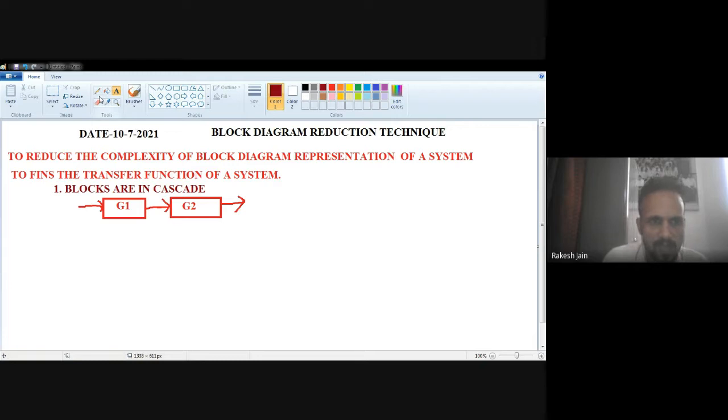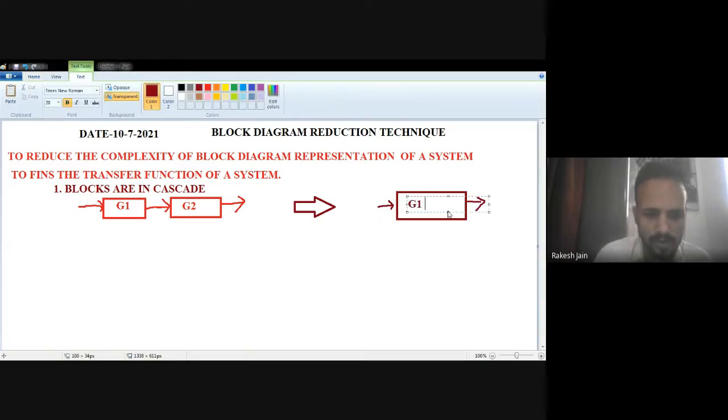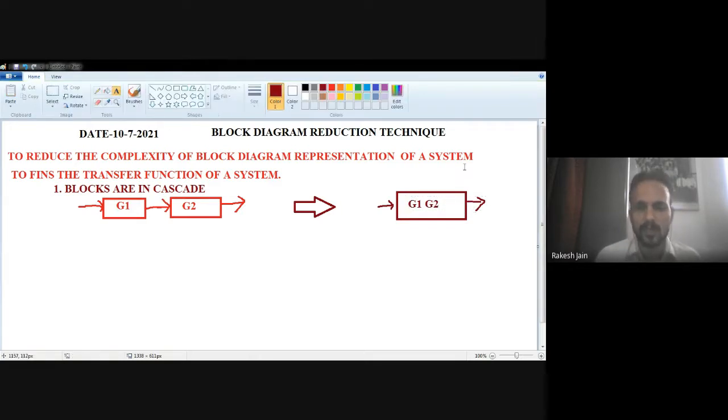Whenever you find this kind of structure where the blocks are in cascade, it will be converted into a single block. Those blocks which are in cascade, meaning continuous, like the G1 block and G2 block, will be converted into a single block in which the gain is equal to the multiplication of the gain of all those blocks. Let's suppose G1, G2 and G3 are three blocks in cascade. Then that will be converted into a single block whose gain is G1 G2 G3.